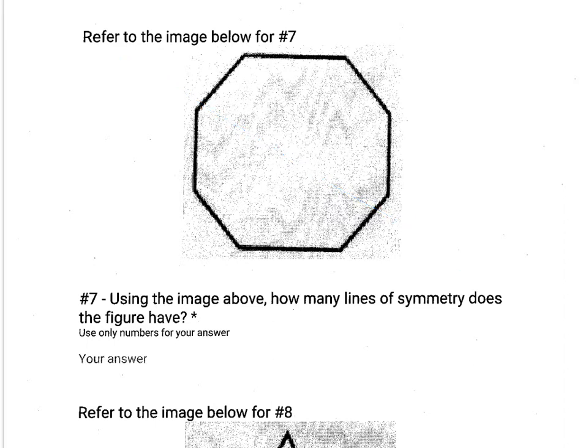How many lines could you draw, like a line from here to there? If you folded that, would that be a line of symmetry? Would you have the same thing on both sides? In this case, you wouldn't, but I didn't want to give you the answer. So how many lines do you have total?